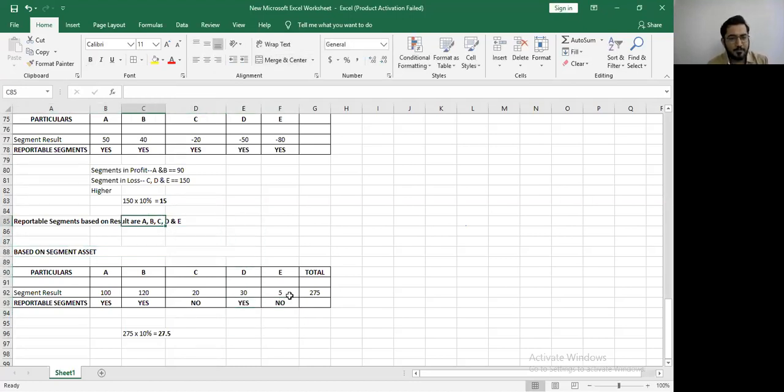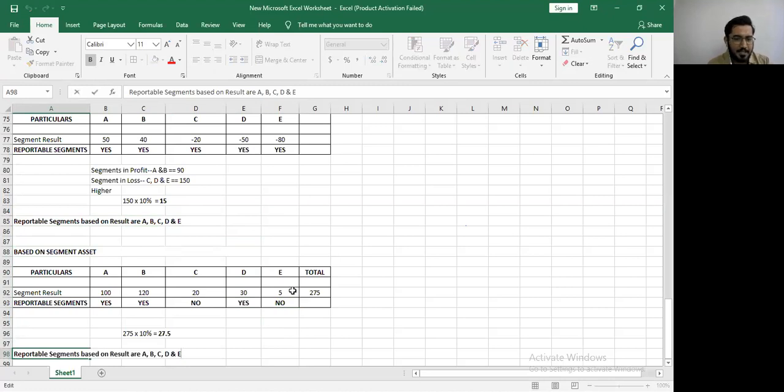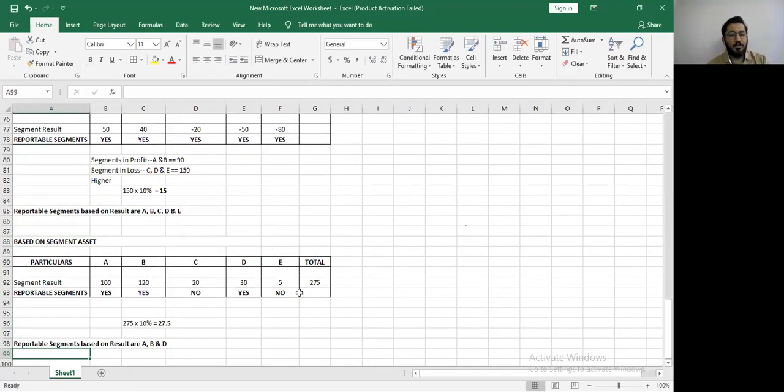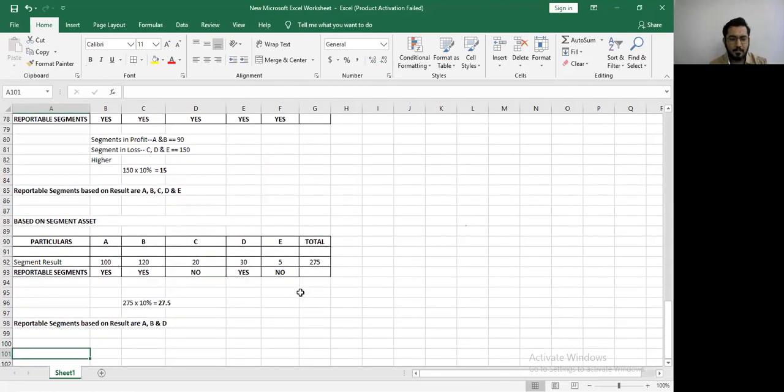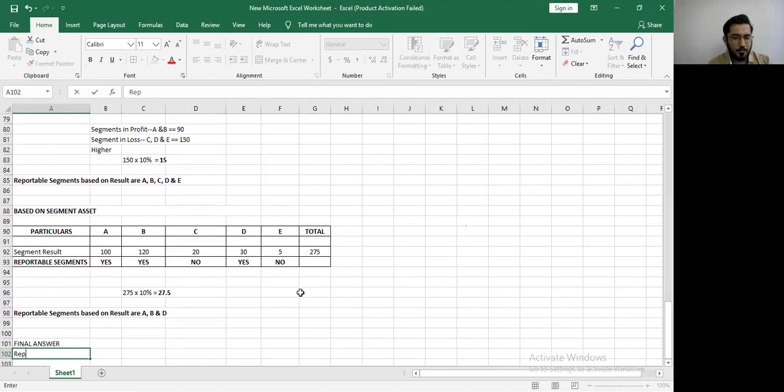So your reportable segments based on asset are A, B, and D. Final answer, your reportable segments are A, B, C, D, and E.